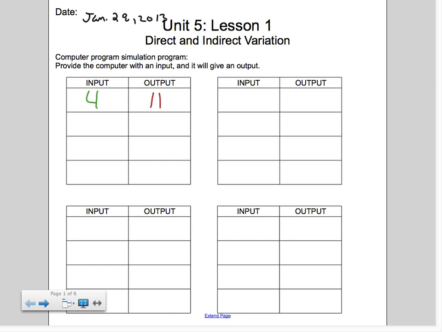So sorry, Andrew, you said 3? Yes. Okay, the output for this one is 9. Write it down. So this is what the computer program's doing. The input's 3, the output's 9.